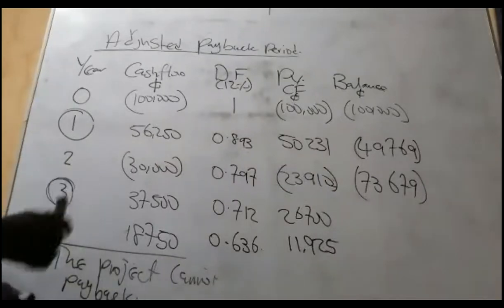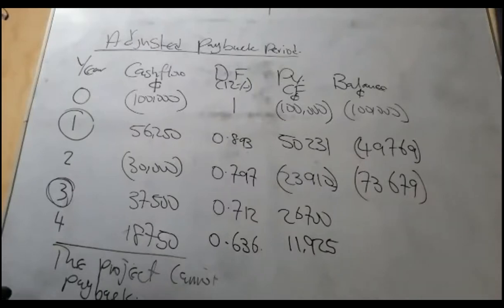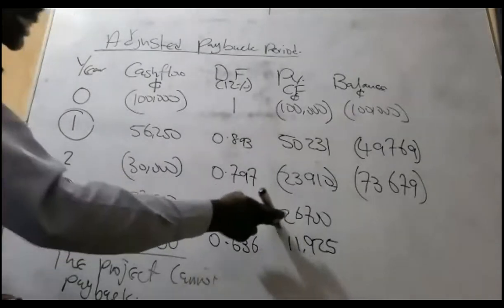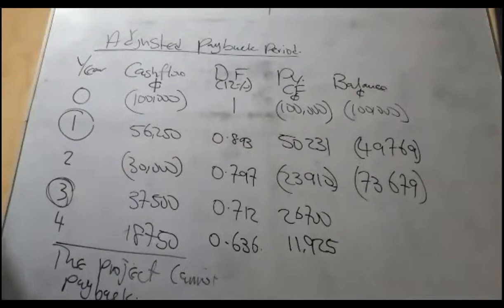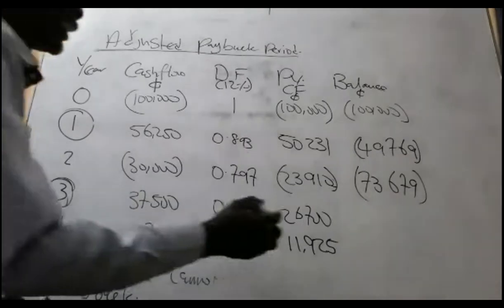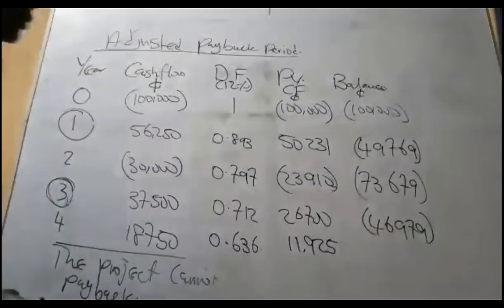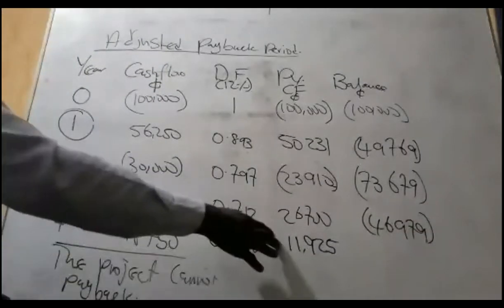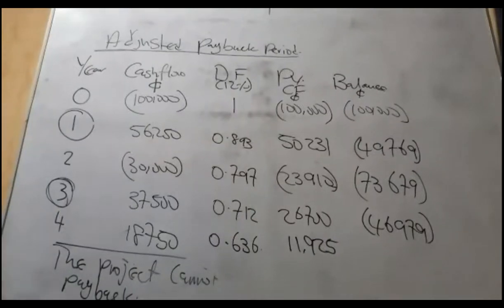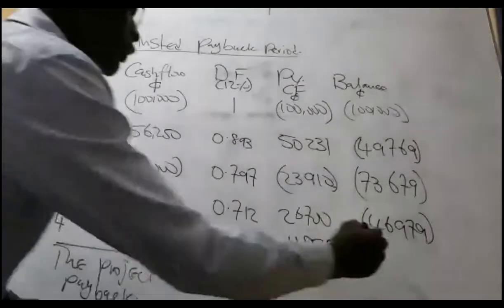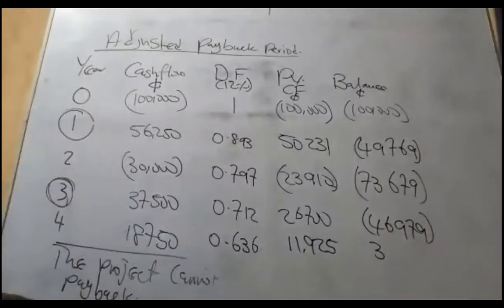Then at the end of the third year we have 37,500, but the present value is 26,700. So we can offset this amount from it and we get 46,979, still negative. And then lastly, we're able to recoup 11,925, which reduces it to 35,054.